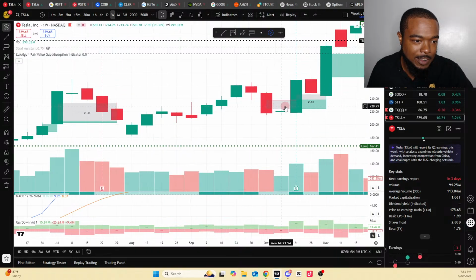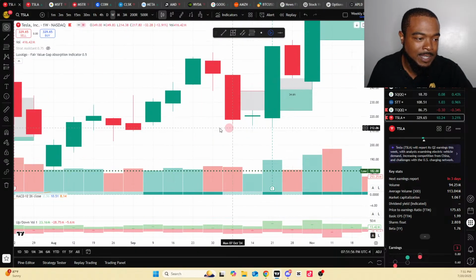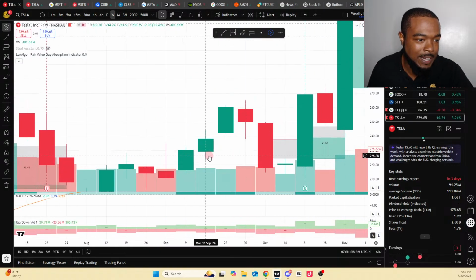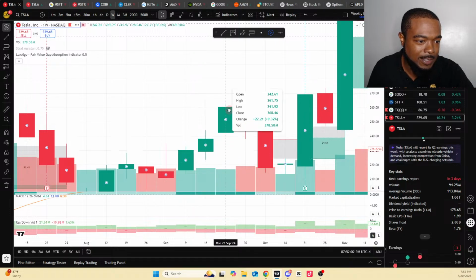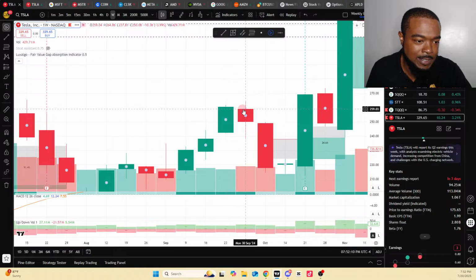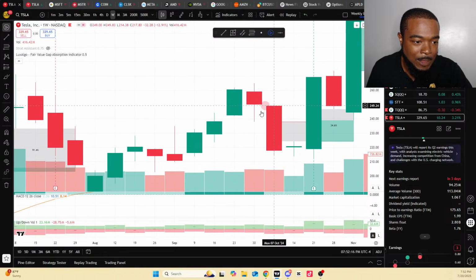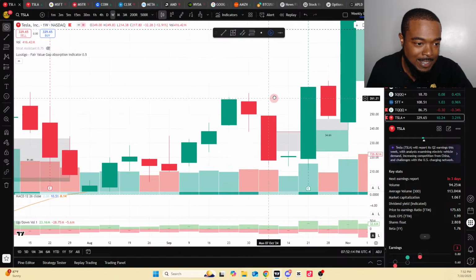All right, so we got an engulfing candlestick right here. So Tesla was pushing up right here. You see, it pushed up on this candlestick right here, made a high of 261, low of 241.92, right? And it closed at 260.46. This candlestick engulfed it back down to the downside.